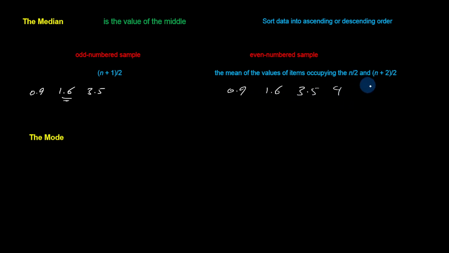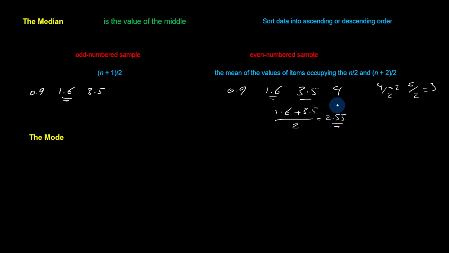So the first position would be 4 divided by 2. That will be the second position, which means this one. And n plus 2 is 6, divided by 2, that will be 3. This is 2. So the second and third observations. These are my observations, so I have to find the average of these two numbers. That will be 1.6 plus 3.5, divided by 2, which gives me 2.55. This is the median in the case when we have an even-numbered sample.